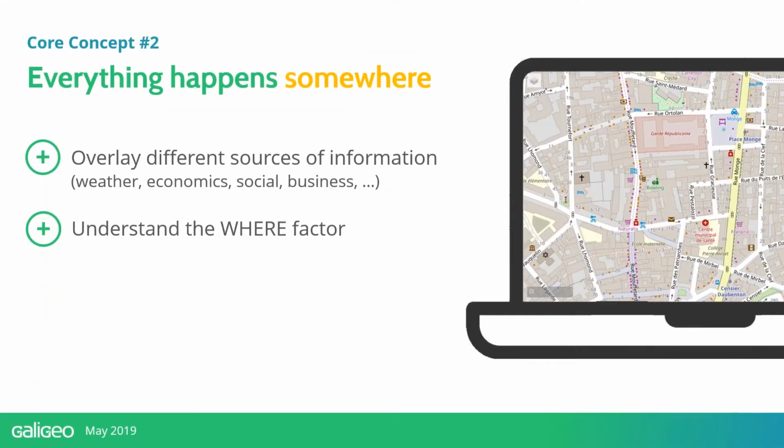The number two is that everything happens somewhere. This is something that you probably already heard, that 90% of the data contained in your data sets, on your data marts, on your data lakes, etc., contain spatial dimensions, so they can be put on the map.